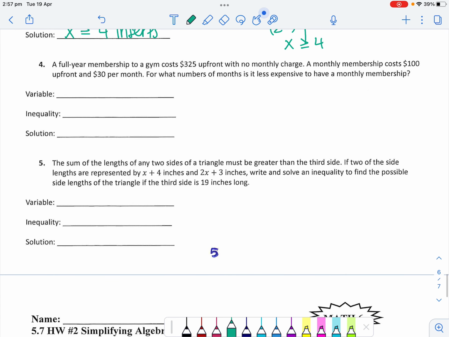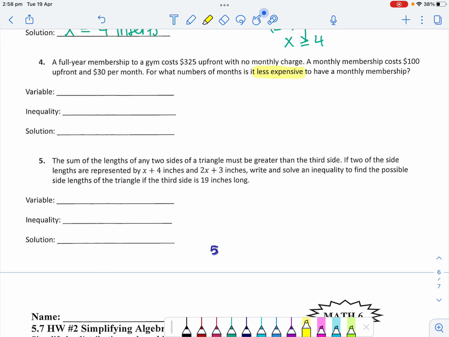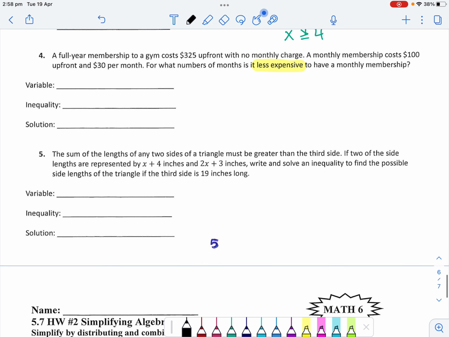Number 4 says a full year membership to a gym costs $325 up front with no monthly charge. So that's the only thing that you're paying at this particular gym. A monthly membership at the same gym costs $100 up front and $30 per month. For what number of months is it less expensive? So that tells me my inequality, less expensive, to have a monthly membership. So X is going to be the months.